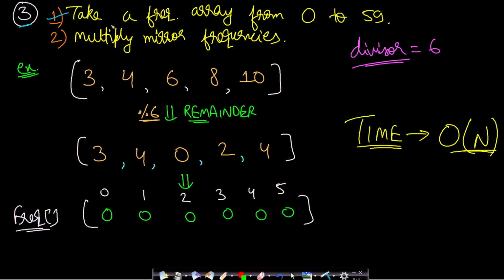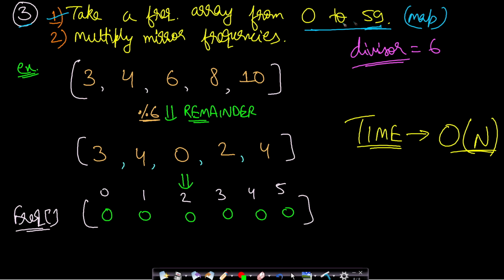In this part, we need to take a frequency array from 0 to 59. This is pretty much required. This will act as a map, counting the frequency for all these values, since the range is pretty small, only from 0 to 59.